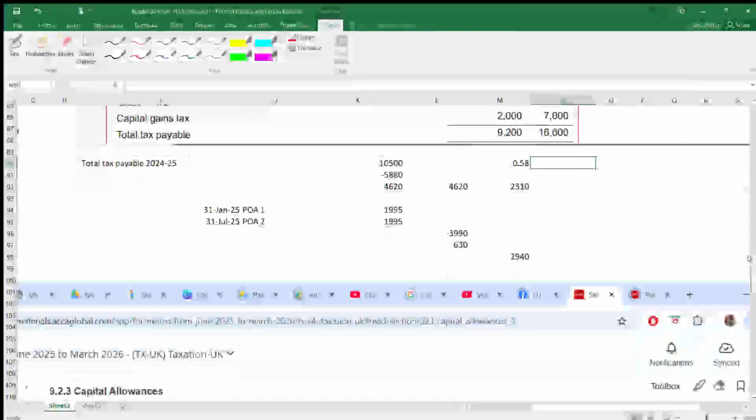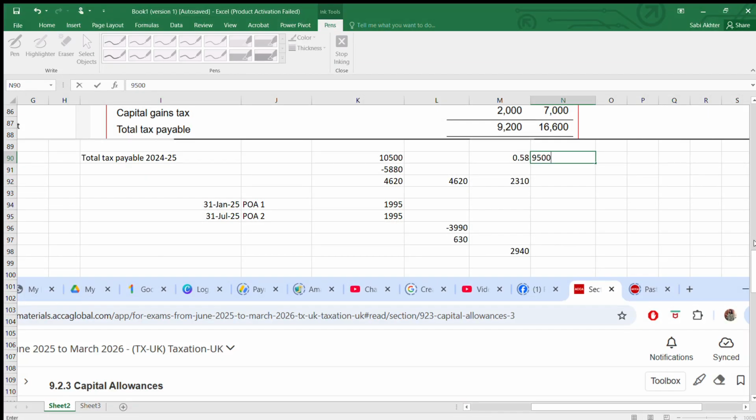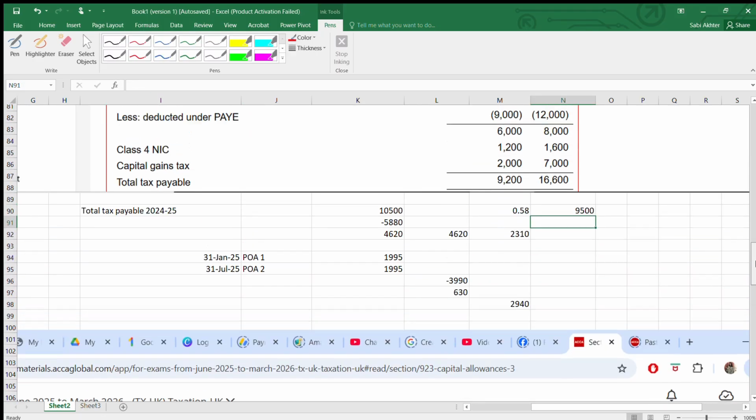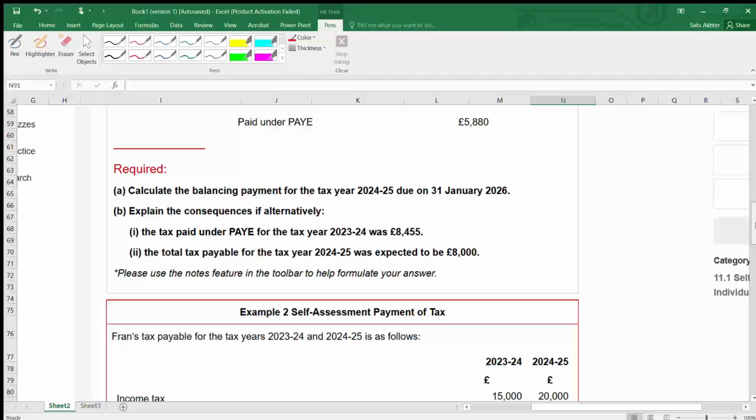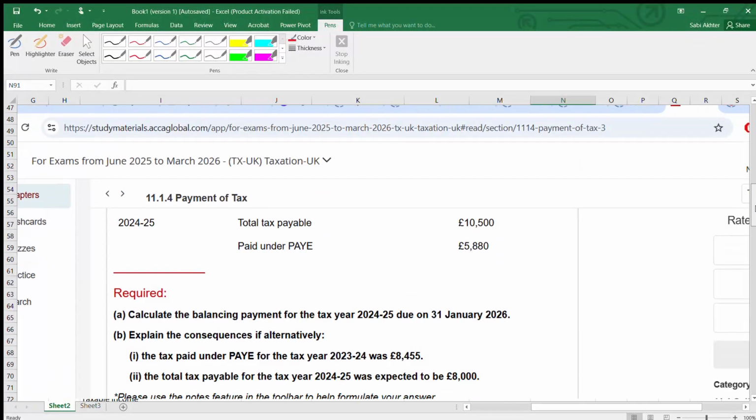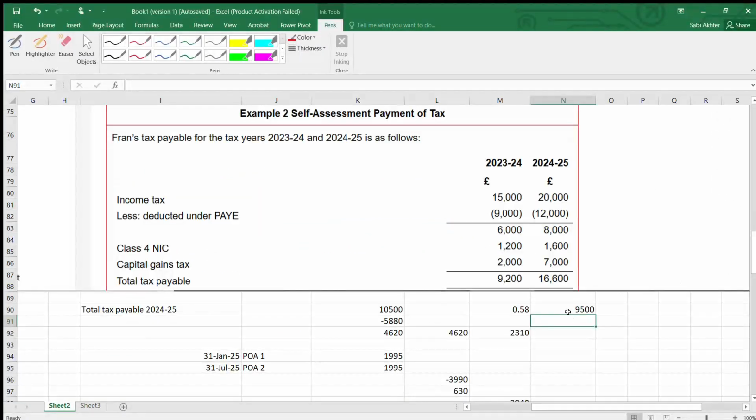9500. And then what is the tax deducted? 8455. Okay, 8455. So to find the percentage, if you see, this is 89. You want to convert this to percentage. 89%, more than 80%. Because it's more than 80%, no payment on account is required.